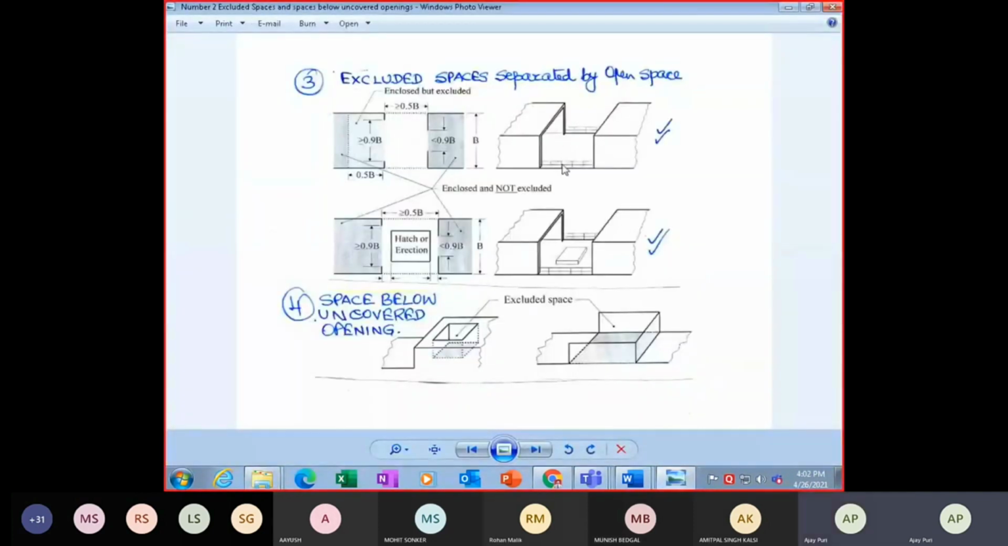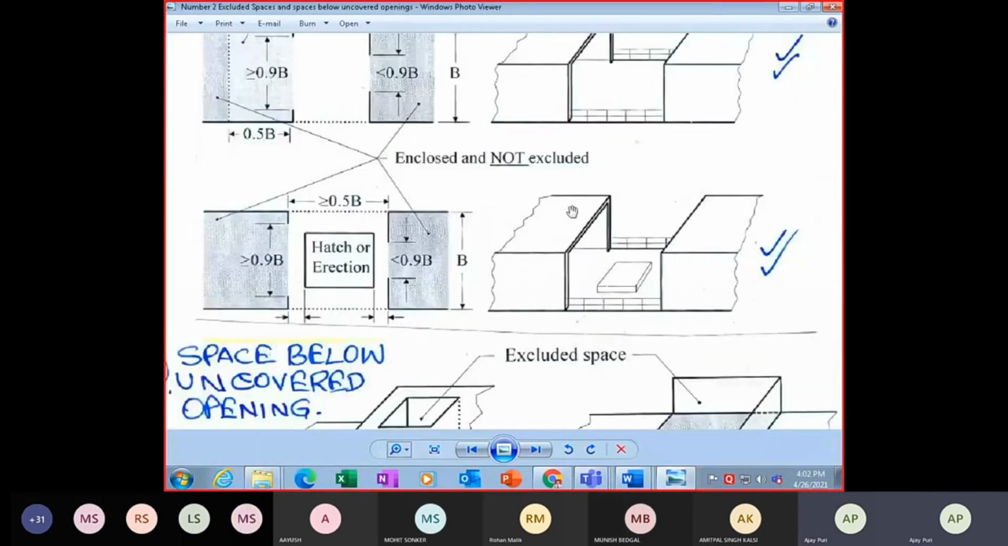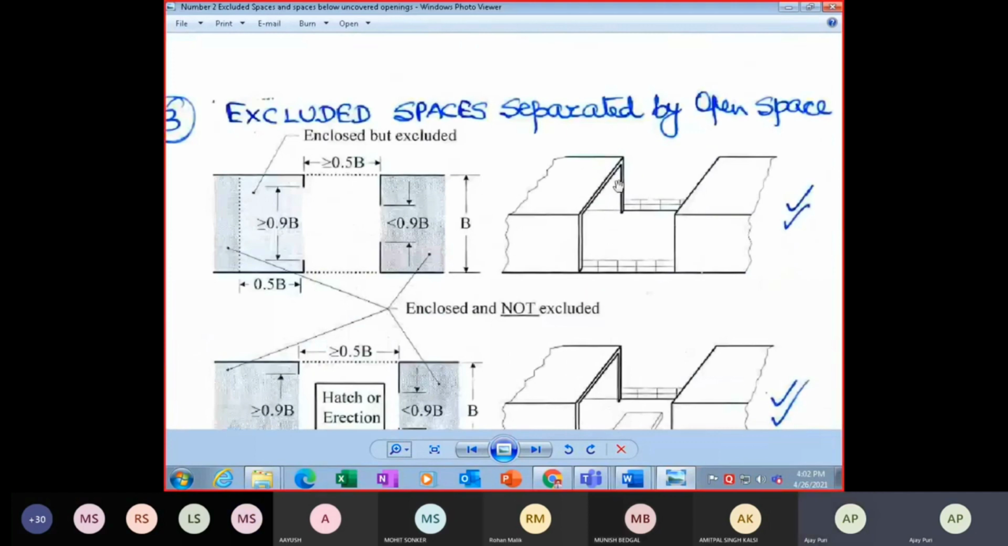Yeah, this is the diagram here. See this diagram, you'll understand much better. Now these are the areas which are covering. This area which is open, either you can have a bulwark or a railing. So you can have a bulwark or a railing here.